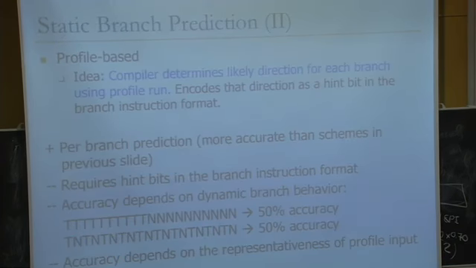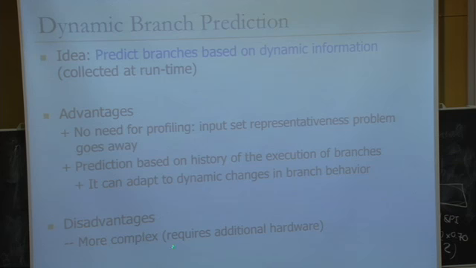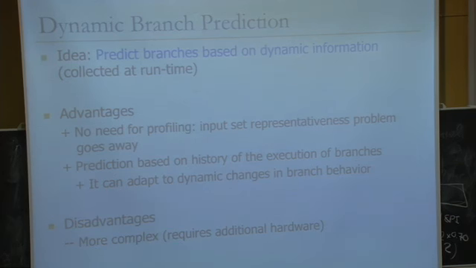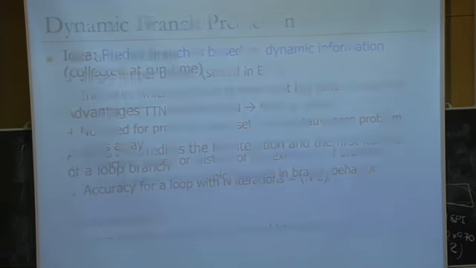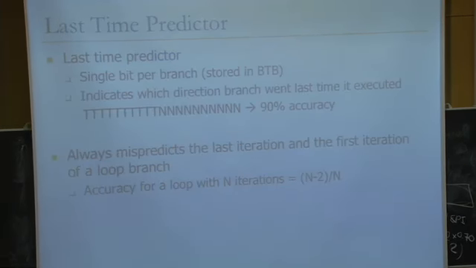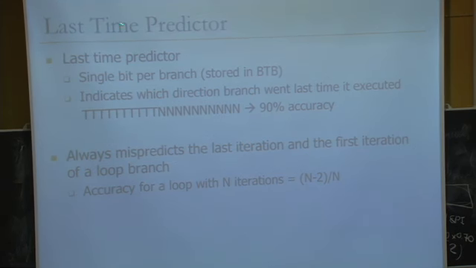The disadvantage is that it requires more complex hardware. The first, simplest dynamic branch prediction mechanism is the last time predictor. Basically, you have a single bit per branch. You can store it in the BTB, if you will, or you can store it separately in the direction predictor I showed you. This indicates which direction the branch went the last time it was executed.